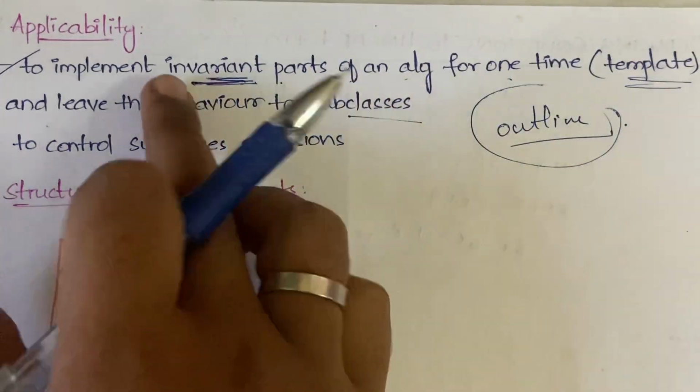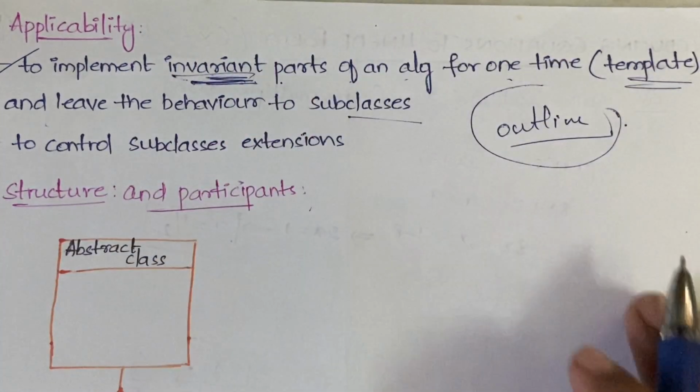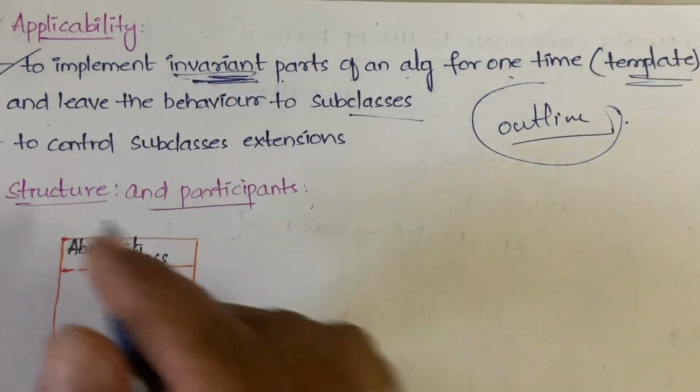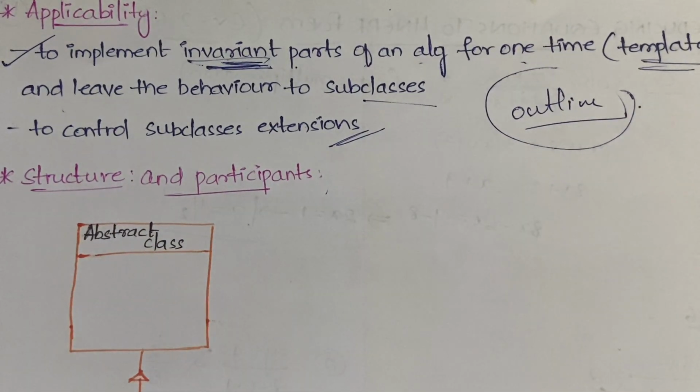And here it is: the invariant parts of an algorithm, that is, which will not change, are implemented once. And to control the subclass extensions, when you want to control the extensions of the subclasses, you can then use this template pattern. Got it?